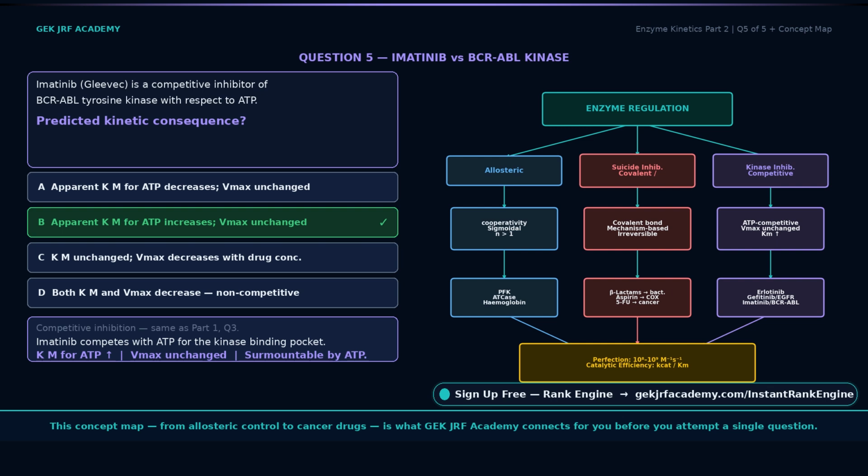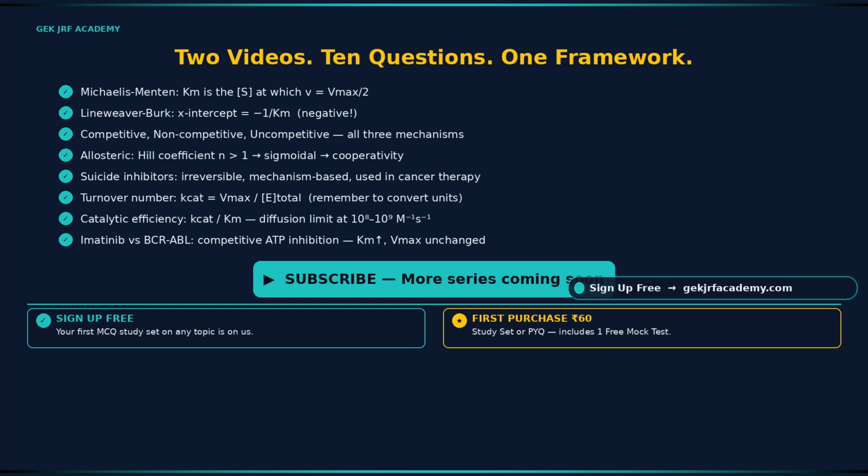This is competitive inhibition. The same mechanism as Part 1. Question 3. Now applied in a clinical context. Imatinib competes with ATP for the kinase active site. Apparent Km for ATP increases. More ATP is required to displace the drug. Vmax is unchanged because at saturating ATP concentrations, the drug is competed out. The answer is B.